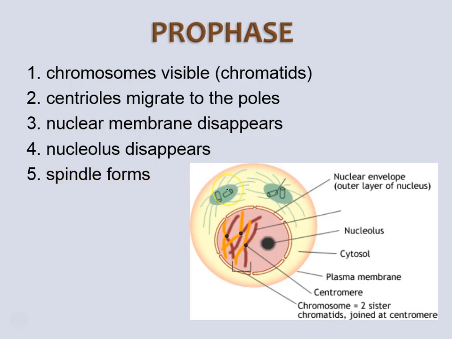Spindles are these fibers that are coming off over here. These start to grow out of the centriole. So here's your centrioles, and you have spindle fibers starting to grow out of there. And these are the things that you're going to see during prophase.